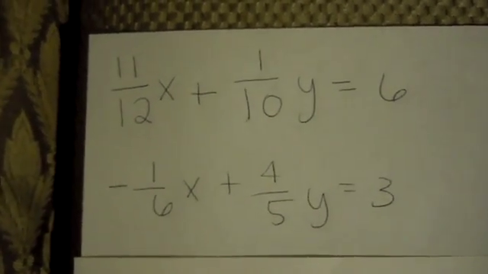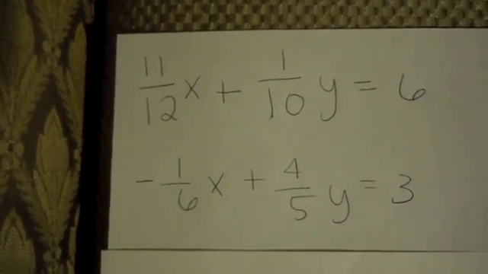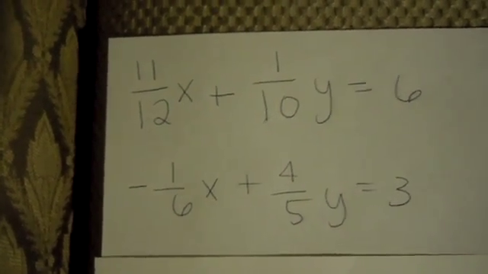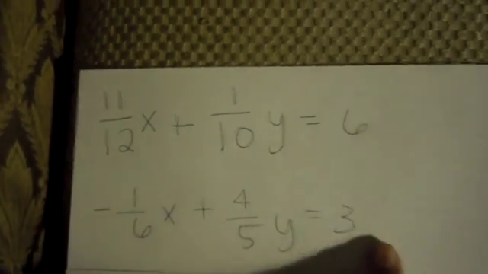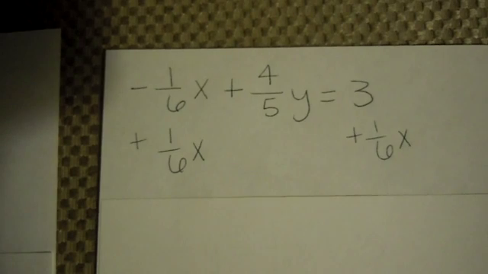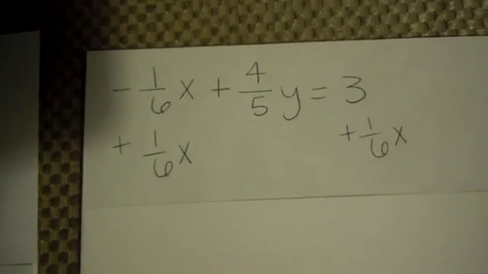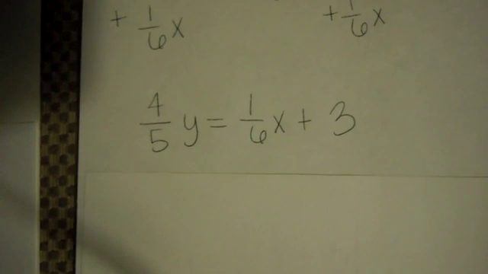So I look over at the bottom equation, and there's a negative 1 over 6x. So I'm going to use that one. I'm going to add 1 over 6x to this side, and then once I get the y by itself, I'm going to use the equation and plug it in here. So here's what I'm going to do. So there I go. Added 1 over 6x to both sides. And there I have 4 over 5y equals 1 over 6x plus 3.